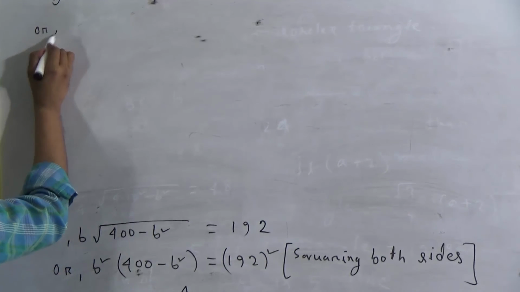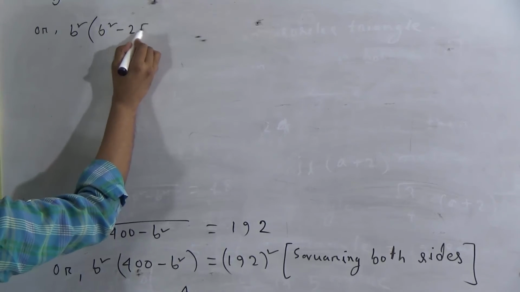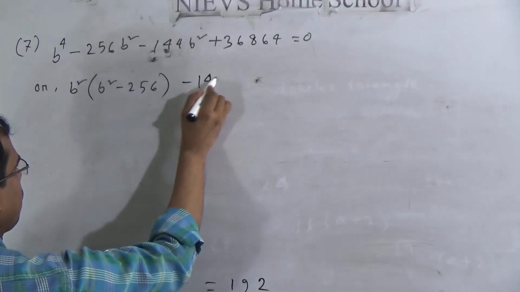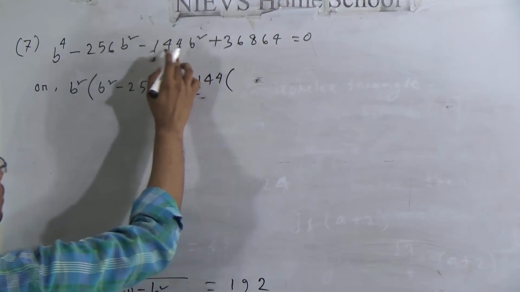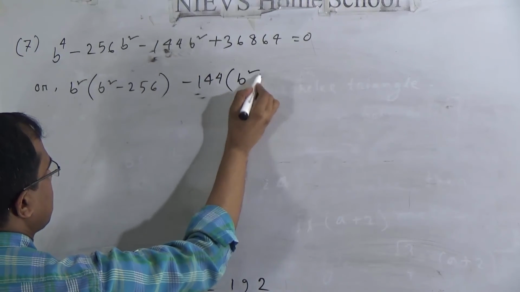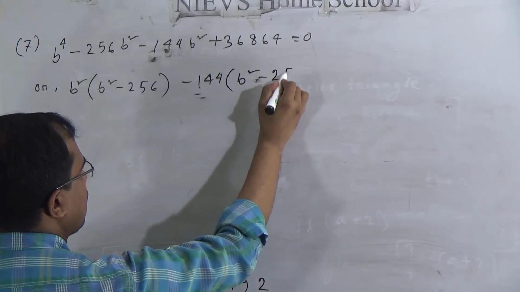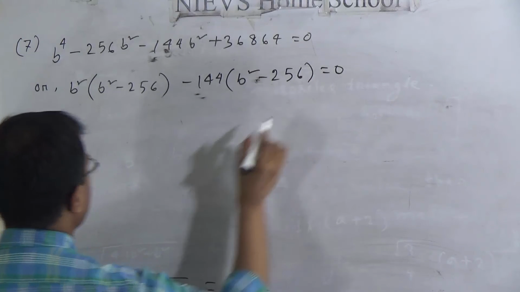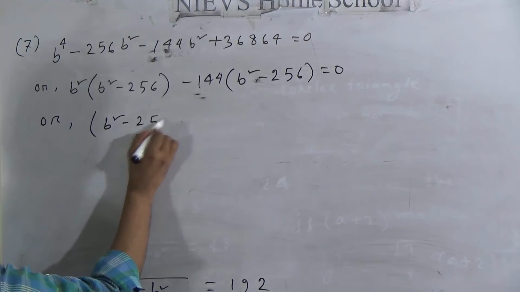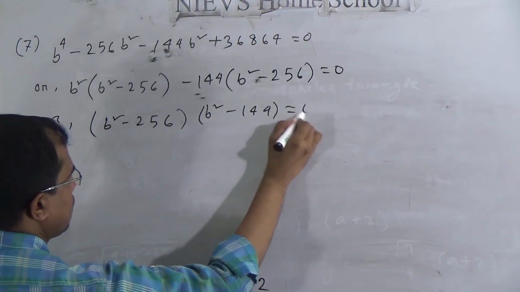Now from first two terms we can take B square as common, then B square minus 256 will come. From these two terms we can take minus 144 as common. If we divide minus 144 B square by minus 144, then B square will come, and if we divide 36864 by 144, then 256 will come. Now (B square minus 256) into (B square minus 144), this is equal to 0.